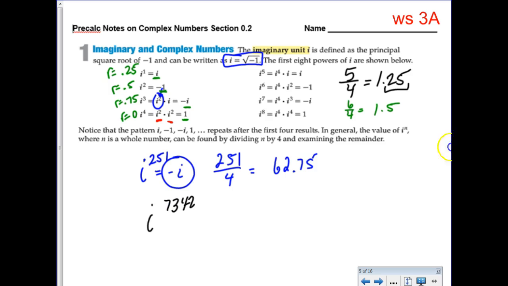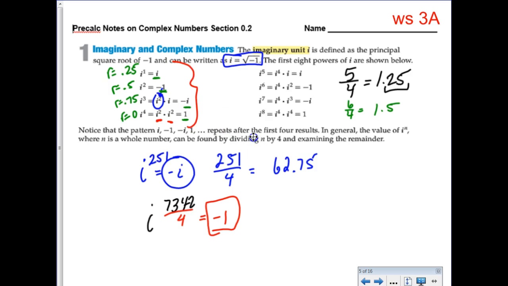Thanks. Go ahead and divide that by 4. Tell me where on the power cycle of i are we? We're at 0.5, so on the second level of the power cycle, which would be i squared, which is negative 1. Very good. So when you give me an answer of i to whatever power, you're only going to give me one of these 4 answers.